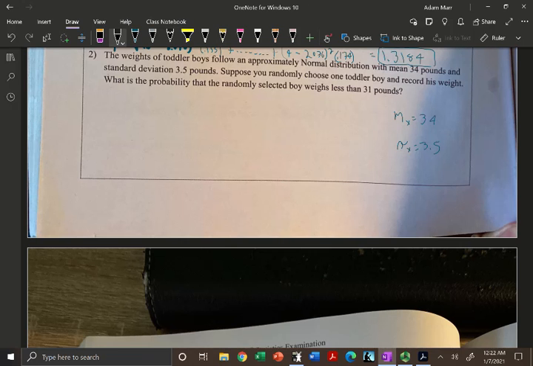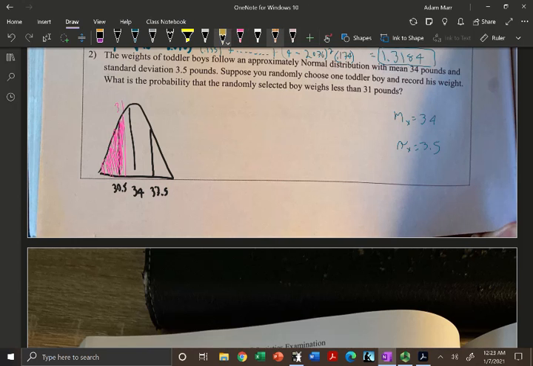No problem. This is what we have to do right here, remember. I'm going to draw a little graph right here, and that's a normal curve. So we'll say the mean, which is 34, right there. Standard deviation is 3.5, so 34 plus 3.5 is 37.5, and 34 minus 3.5, 34 minus 3 is 31, and then minus another 0.5 is 30.5. Now we're trying to find the probability that the boy weighs less than 31 pounds. So 31 is about right there, and less than, we're going to shade to the left.